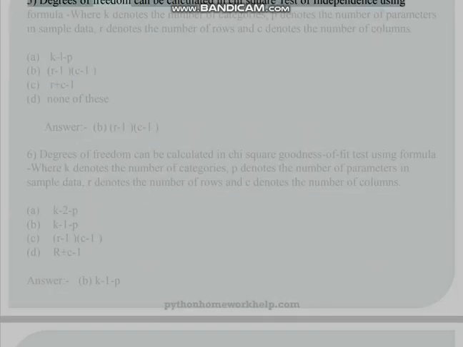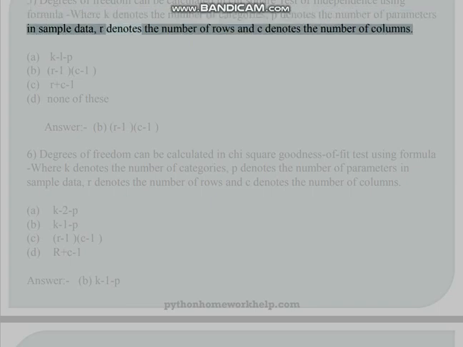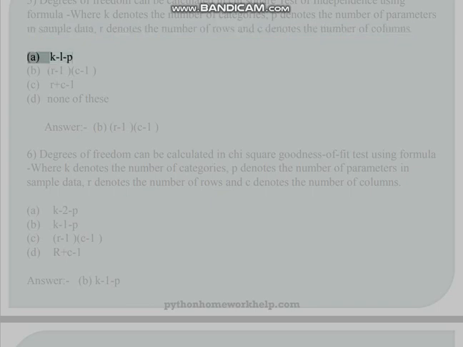5. Degrees of freedom can be calculated in chi-square test of independence using a formula, where K denotes the number of categories, P denotes the number of parameters in sample data, R denotes the number of rows, and C denotes the number of columns. A. K-1-P. B. (R-1)(C-1). C. R+C-1. D. None of these. Answer: B. (R-1)(C-1).